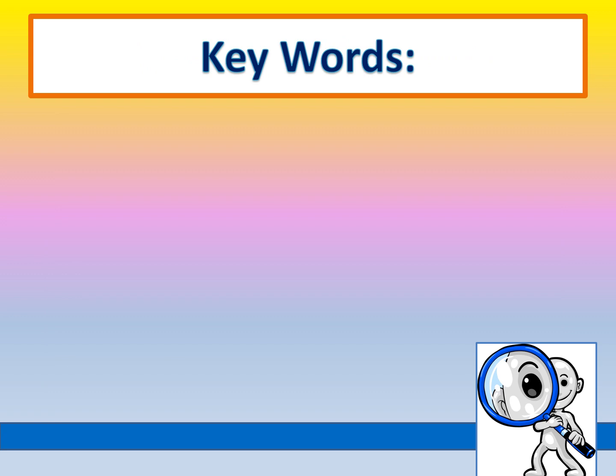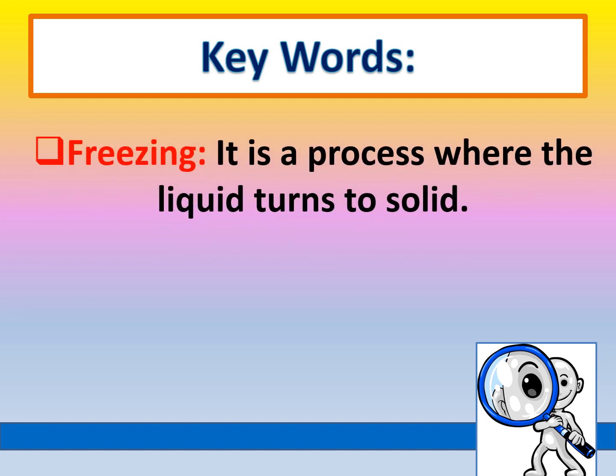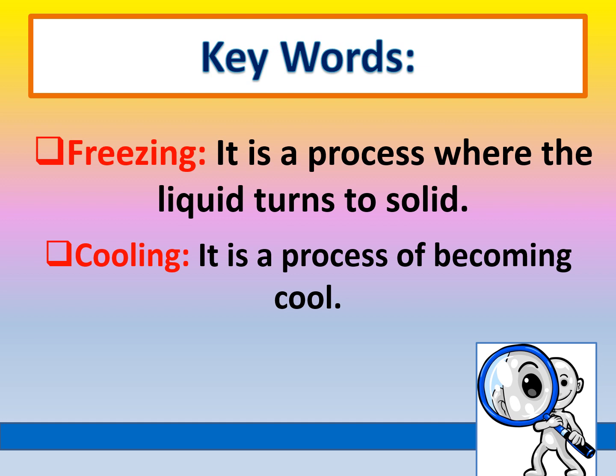Before we go further into our lesson, let's define the following keywords so that you will be able to understand the concept of the lesson more. First keyword, freezing. Freezing is a process where a liquid turns to a solid. Second keyword, cooling. It is a process of becoming cool. So you need to read and practice the following keywords so that you will understand the lesson more. When a liquid is cooled enough, it turns to a solid. We say it solidifies or freezes. Freezing is the reverse of melting.